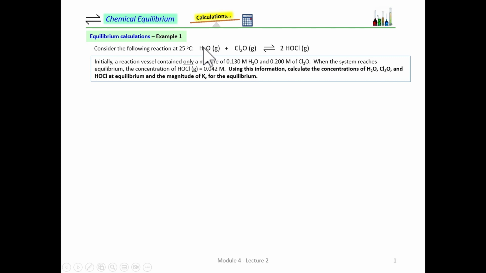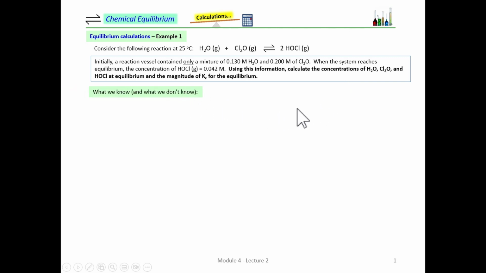Let's suppose we put water vapor and dichlorine oxide in a reaction vessel, and enough of each so that the initial starting concentration of water vapor is 0.130 molar, and the initial starting concentration of dichlorine oxide is 0.2 molar. We then let the system react, reach equilibrium, and what we find out is that at equilibrium, the concentration of HOCl is 0.042 molar. So the point of this example is to calculate the equilibrium constant for this reaction at 25 degrees C, and also to calculate the concentrations of water vapor, dichlorine oxide, that are left when the system reaches equilibrium.